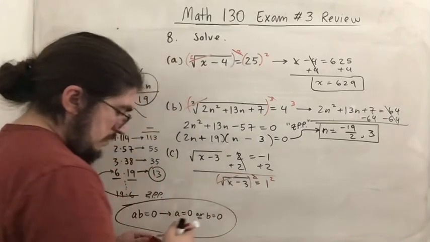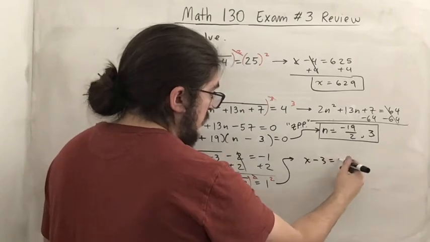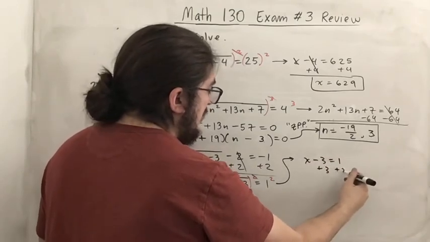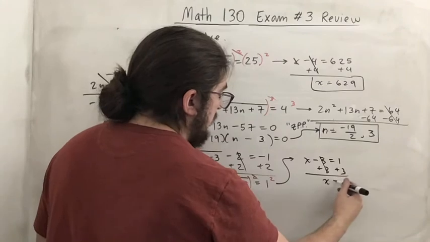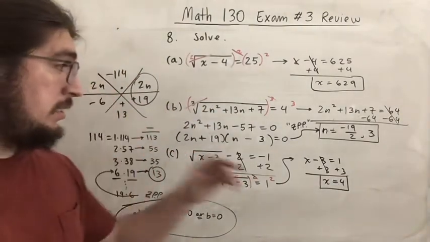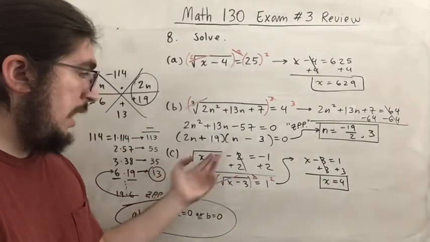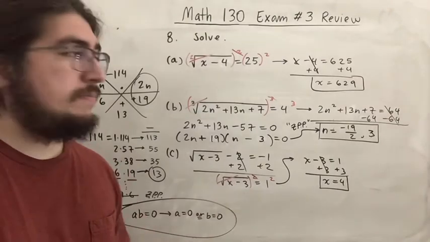The square and the radical cancel, so we get x minus 3 is 1 squared, which of course is just 1. Add 3 to the other side, and we get x is equal to 4. Now again, it's best to check this. Notice, when x is 4, we get 4 minus 3 is 1. The square root of 1 is 1, and 1 minus 2 is negative 1. So it works out. Great.